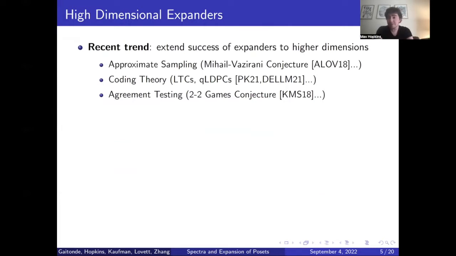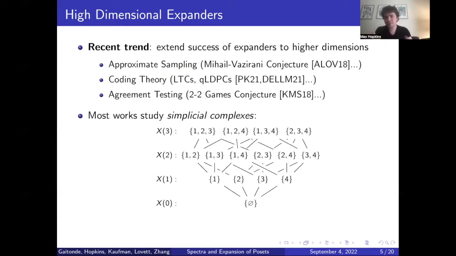And this has indeed been very successful in the past 5 years or so. It's led to a number of breakthroughs in approximate sampling, very recently in coding theory, in agreement testing, implicitly in some older results as well that we'll talk about. And most, but not all of the above, I'll mention some special exceptions.